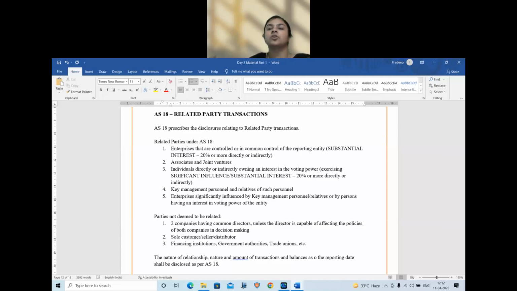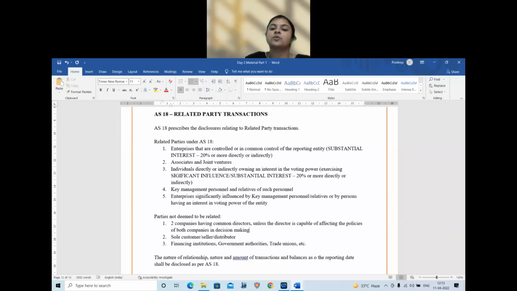Sole sellers, sole customers, sole distributors. If you are a monopoly, you will be the only seller for certain products, so that does not make all companies related parties. Suppose you have only one customer for your entire business, where you manufacture and give only to one company. Just because I am giving it only to one company does not make the decision making influential. So sole selling, sole customer, sole distribution is not a related party under AS 18. Financing institutions, government authorities, and trade unions are not covered under AS 18 relationship.